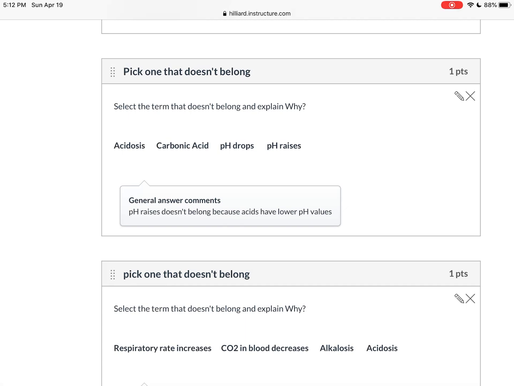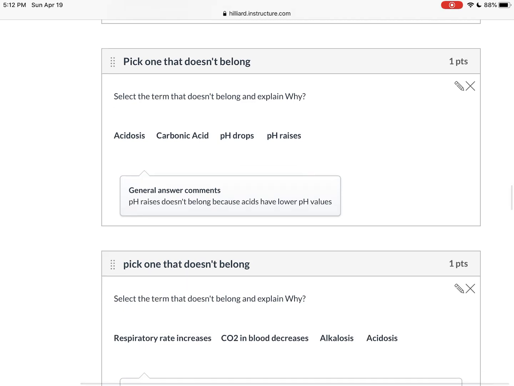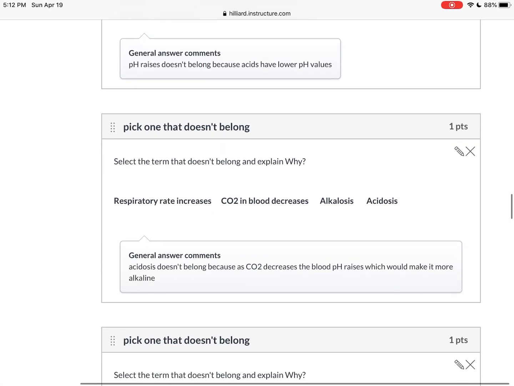That's going to cause the pH to drop. A drop in pH means more acidic. Anything below 7 is acidic, anything above 7 is basic. So if we move up on the pH scale to bigger numbers, that means it's become more alkaline. If it's dropping in numbers, then that means it's becoming more acidic. Okay, so pH raising doesn't belong here because carbonic acid means that the pH is actually dropping, which is acidosis.